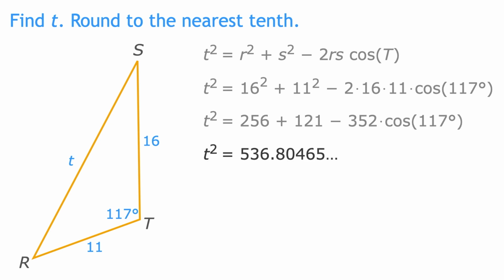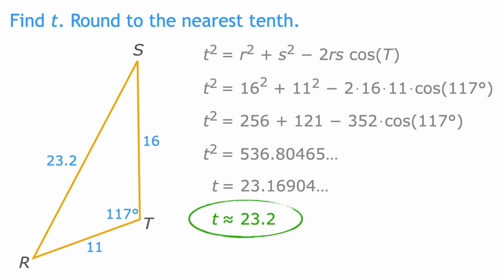We find that t squared equals about 536.80465. To solve for t, we'll take the square root of both sides to get that t is about 23.16904. Rounding to the nearest tenth, t measures approximately 23.2 units. Nice work. Let's do one more that's a little different.